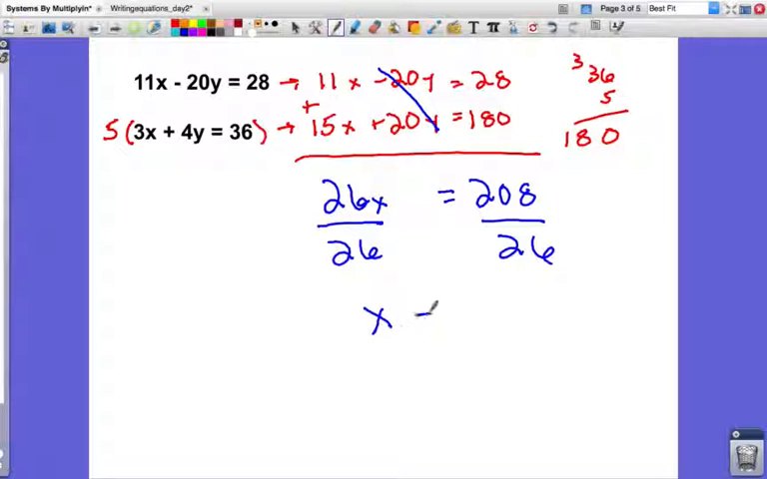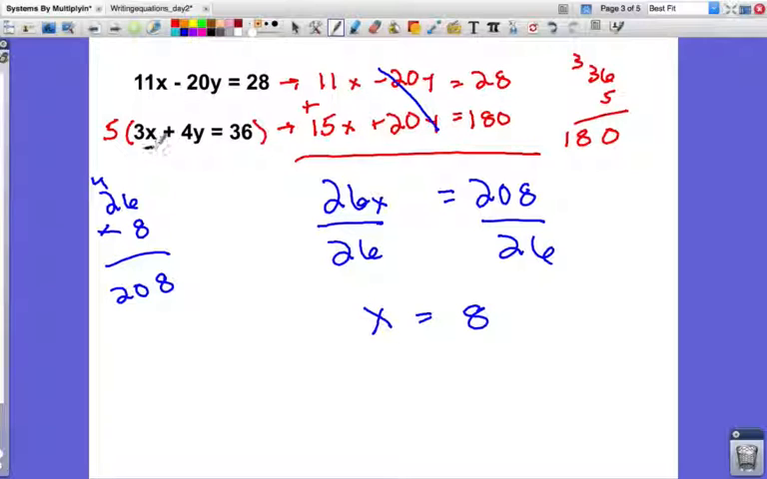And I will have x equals, I'm not exactly sure, I'm going to take a guess, so I'm going to check and see, I think it's 8. Let me look. 26 times 8, 208, perfect, I was right. So x equals 8. Now, just like always, I take my x equals 8, I plug it back into one of my original equations. I can still plug it into 3x plus 4y equals 36. I could also plug it into 15x plus 20y equals 180. Any of these three equations I can do.